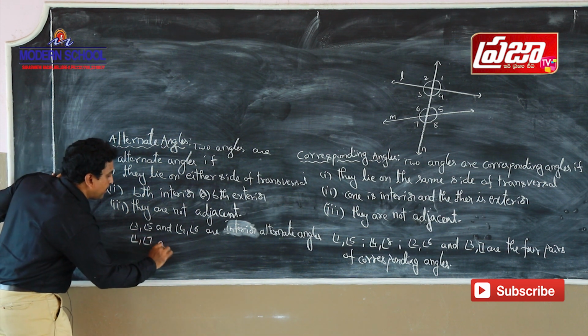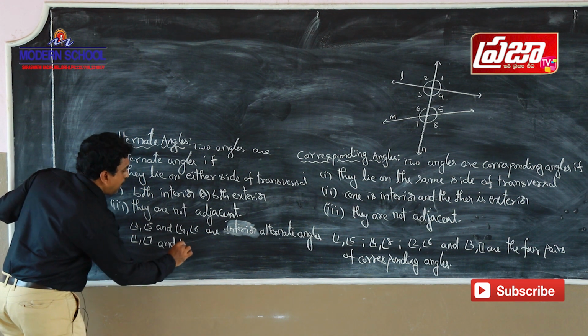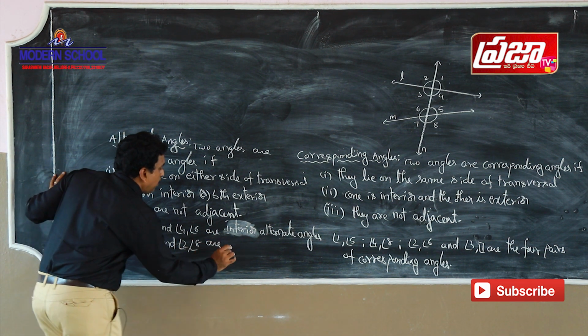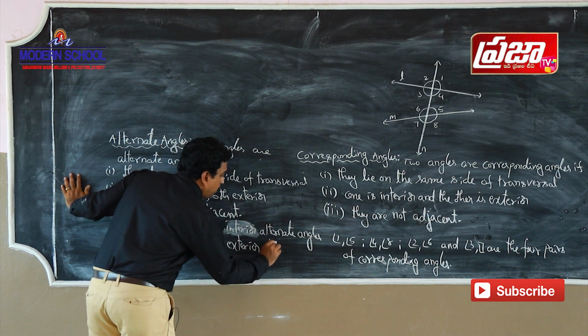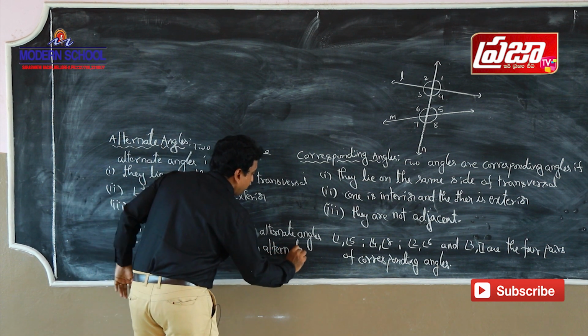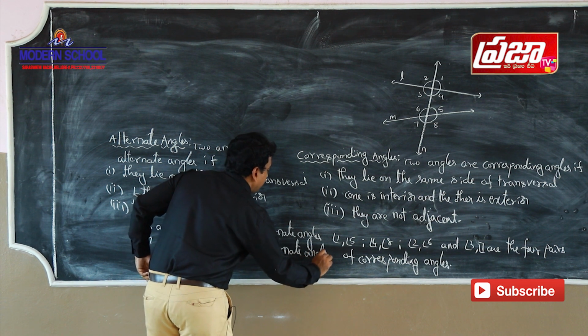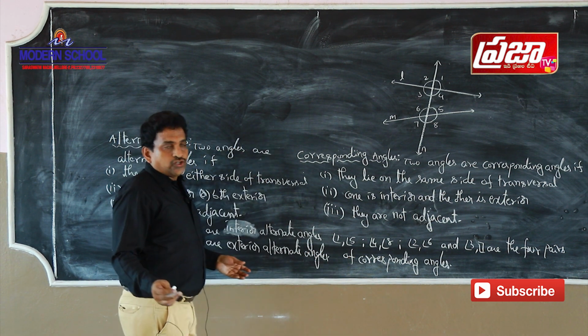Angle 1, angle 7 and angle 2, angle 8 are exterior alternate angles. If any doubt, you can ask me.